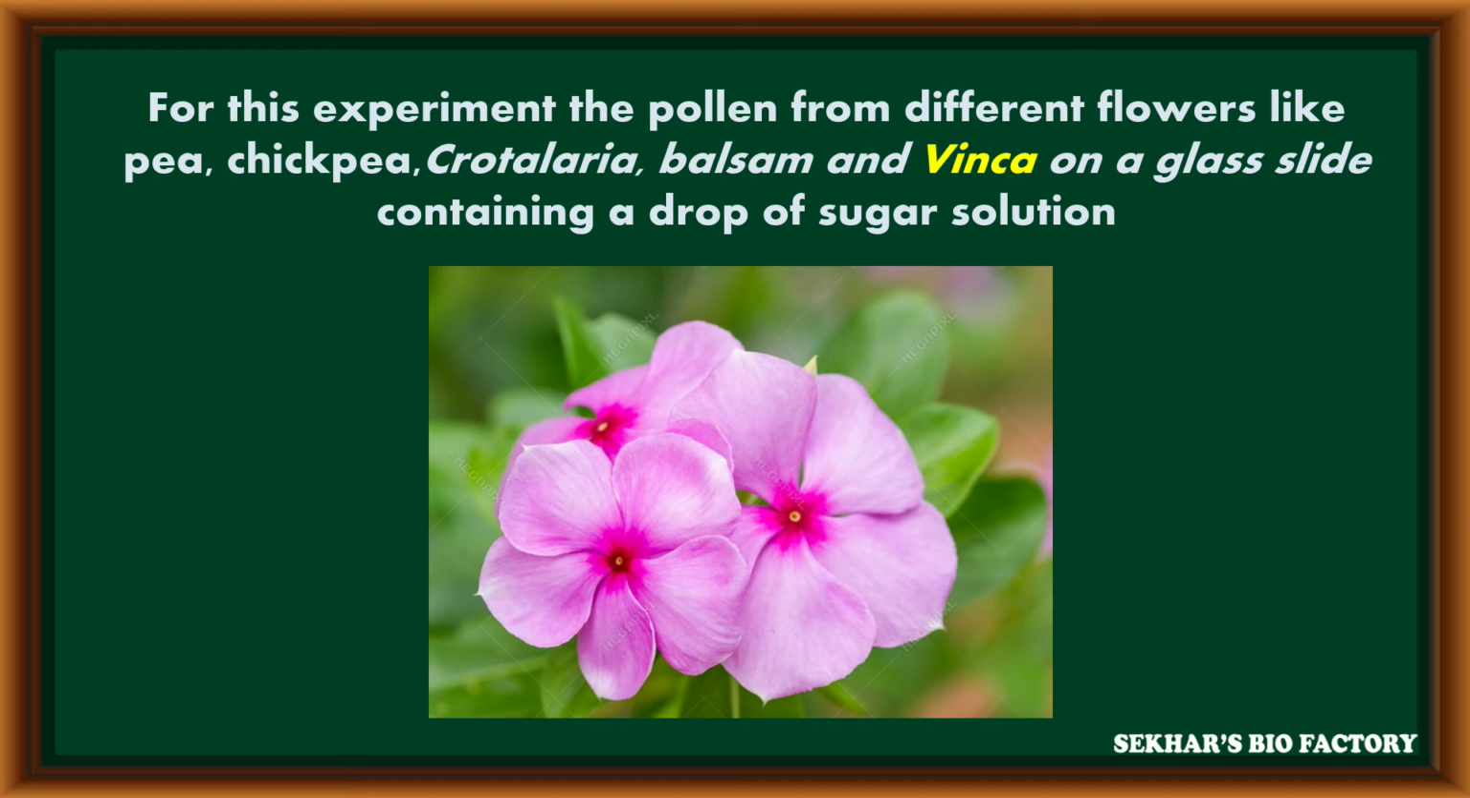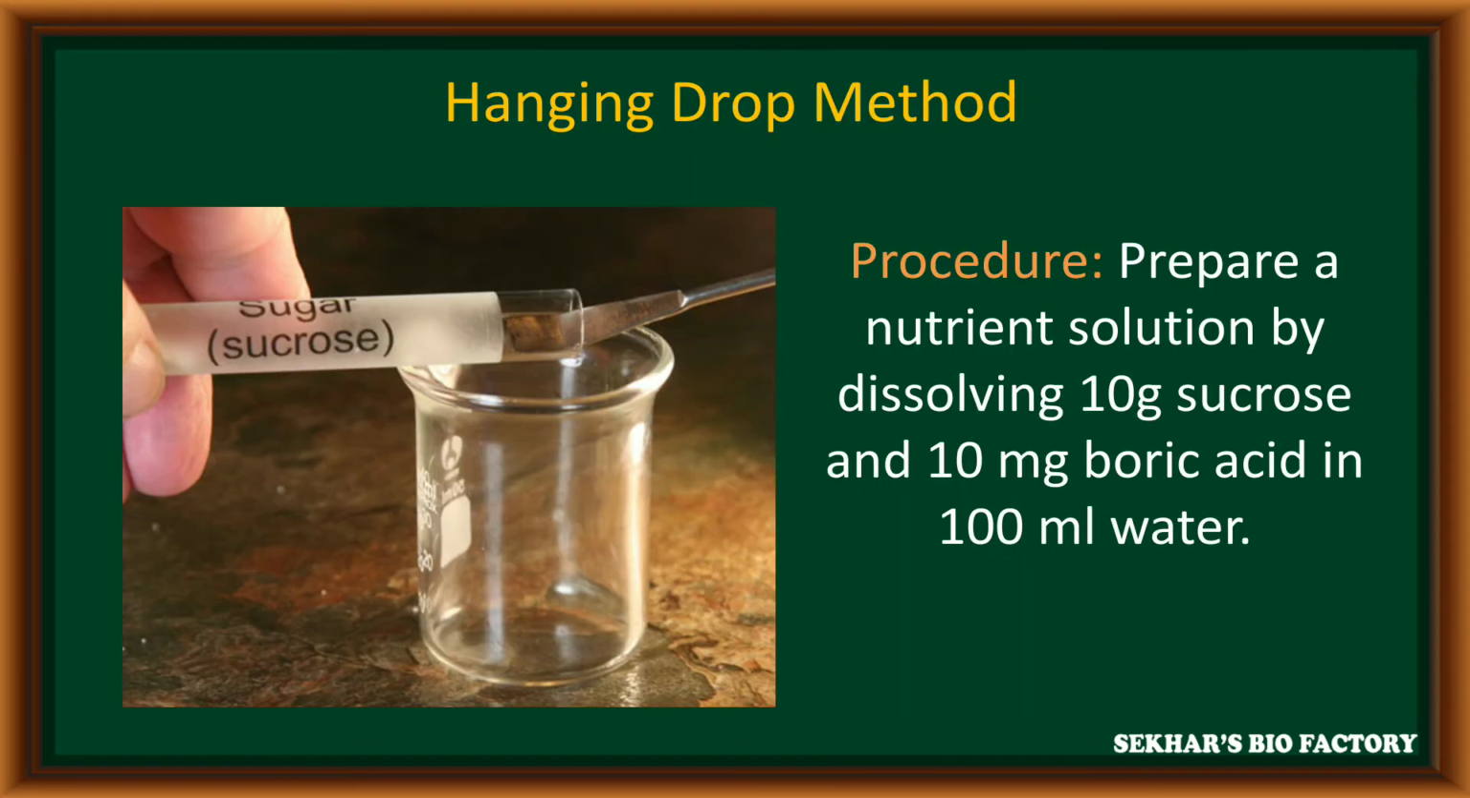After collecting these pollen grains, they are transferred into a drop of sugar solution or sucrose solution. In the hanging drop method, first we have to prepare a nutrient solution by dissolving 10 grams of sucrose along with 10 milligrams of boric acid in 100 ml of distilled water. Now it becomes a 10% sucrose solution.